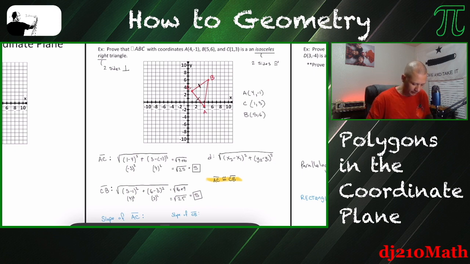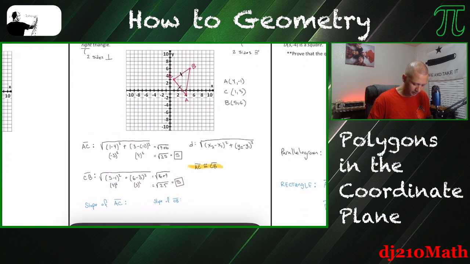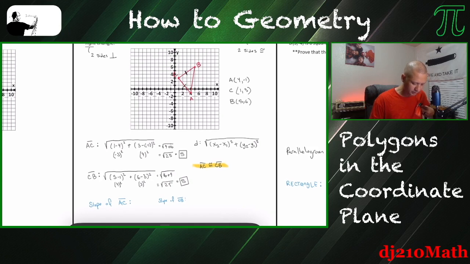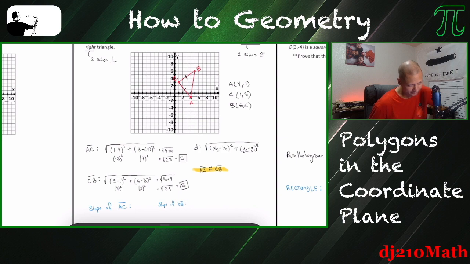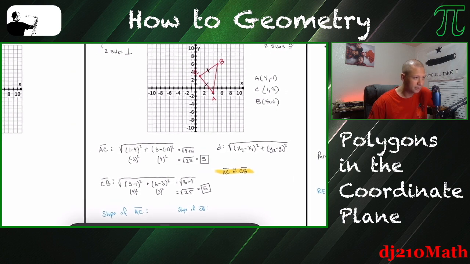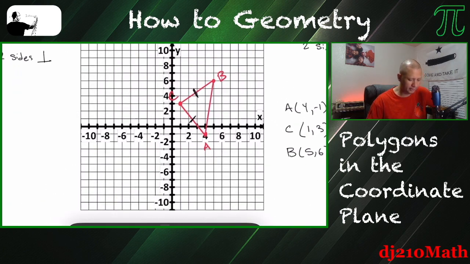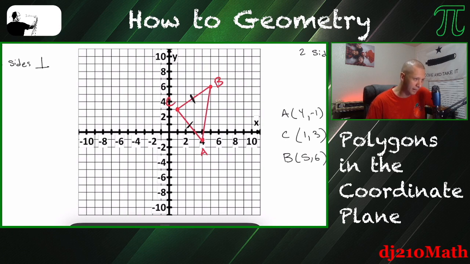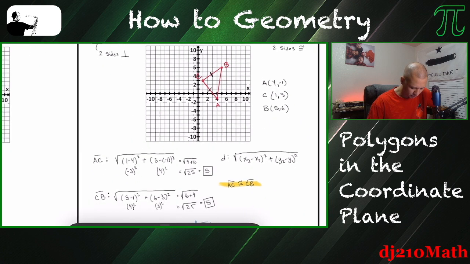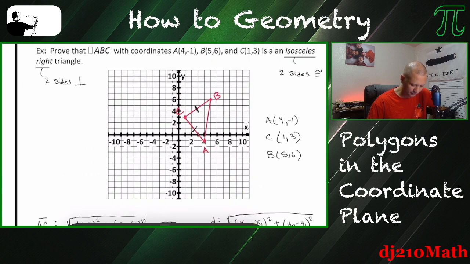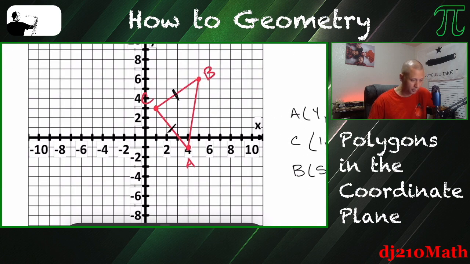All right, next thing I want to show is the slopes. When you're drawing these out, you kind of got to have some intuition. You look at it and you can kind of tell about where the right angle would be. But let's verify that it is in fact a right angle. So I want the slope of AC.